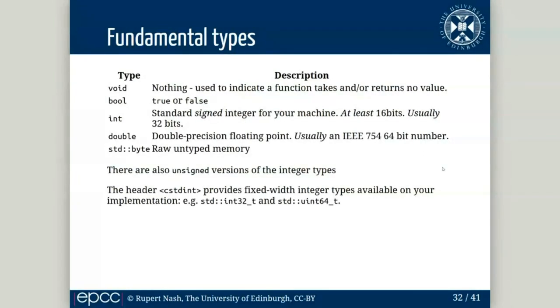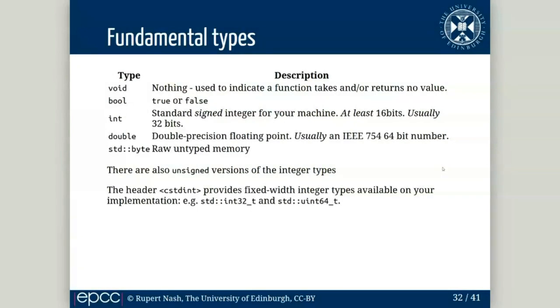Then, these would be familiar to you if you use C, certainly the void, int, and double types. But C++ also has a set of additional types, like std::byte, which is raw, untyped memory. So we would use that to create a region of memory that we might want to put other data in and use in different ways. There are also unsigned versions of the integer types, which are useful if we're not interested in the sign. And the C standard int header provides a number of fixed-width integer types based on the implementation, such as std::int32_t, std::int64_t, etc.